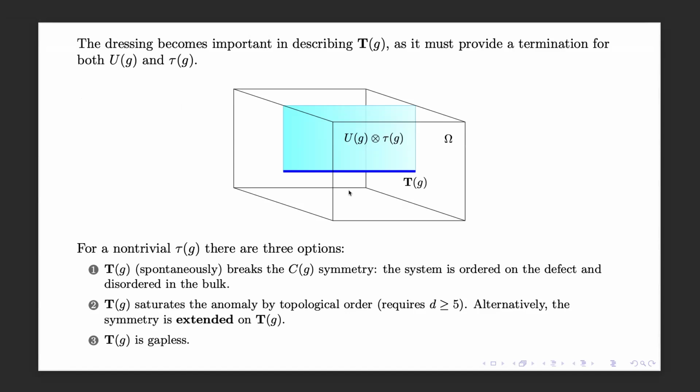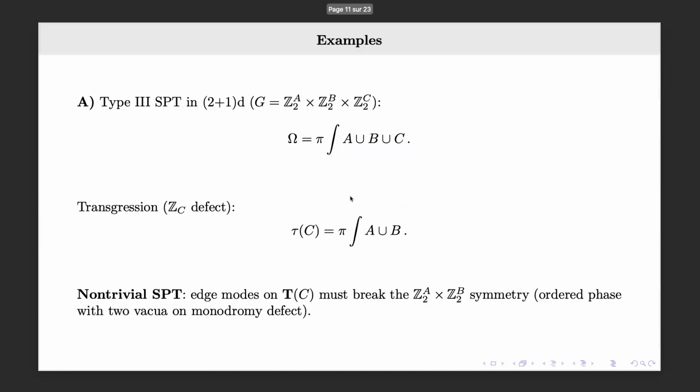Okay, well, there's a tau on this slide. And now you can talk about how you terminate this structure. And of course, there is no symmetric boundary condition for the 1 plus 1D SPT. So the edge modes on this defect will break the remaining Z2 times Z2 symmetry. And you have an ordered phase with 2 vacua on the monodromy defect. So the bulk system is disordered, but it is nontrivial as an SPT. And on the monodromy defect, you find a one-dimensional ordered phase. This is what happens.